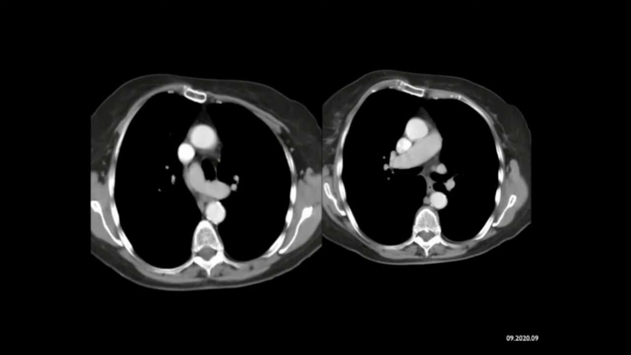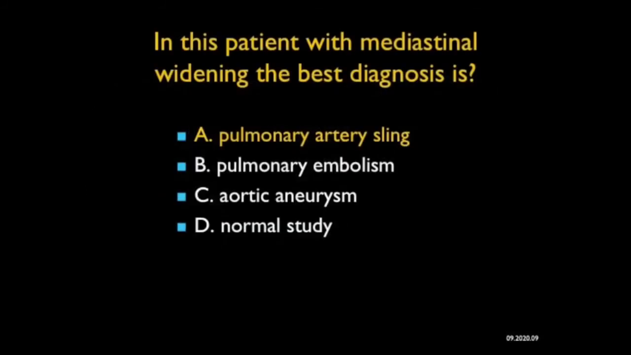The key thing is to recognize it and not confuse it with something else. No further workup is necessary. This is not a PE, and it's not a dissection, and it's not a normal study. So pulmonary artery sling, great example.